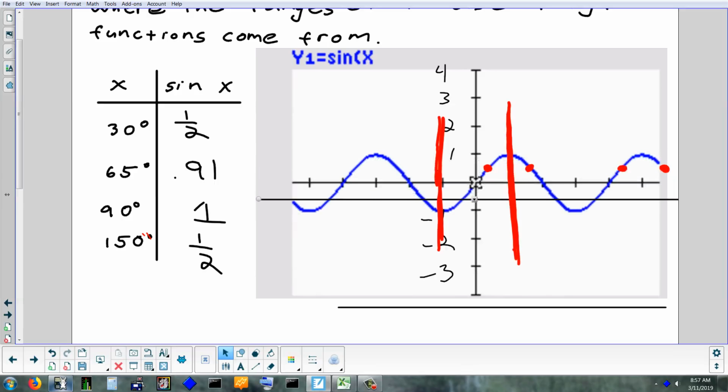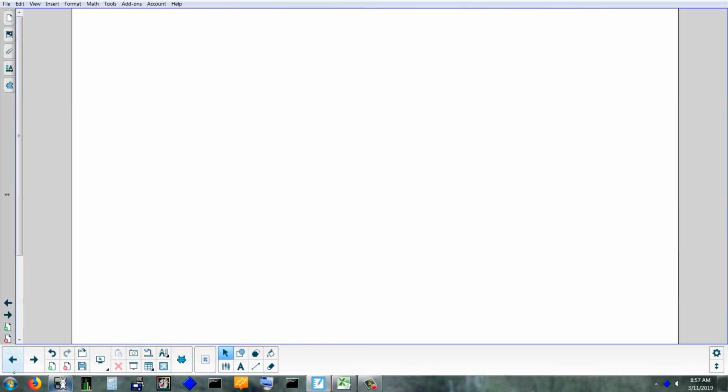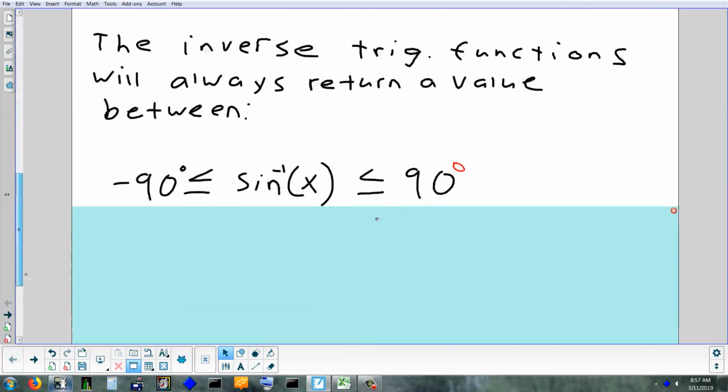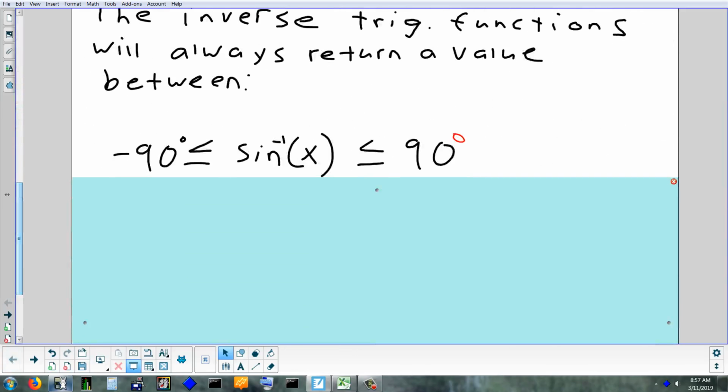Right? And that's how your calculator does it as well. It always will give you an answer between negative 90 and 90. If it didn't, then you'd have more than one answer, and that's not what we want. Okay, so for inverse sine, it's always between negative 90 and 90.